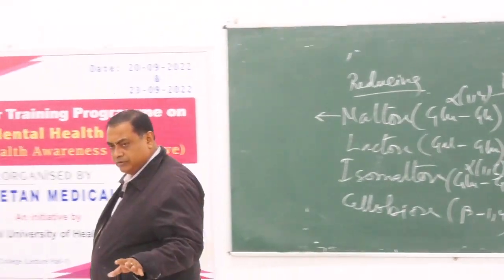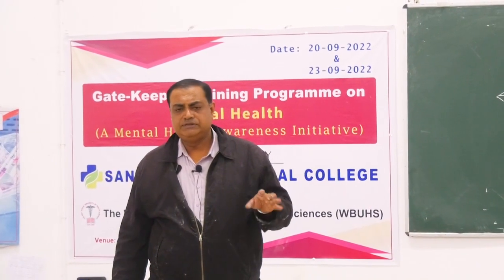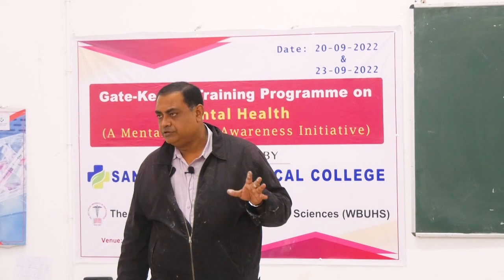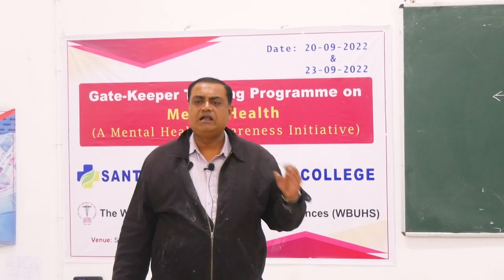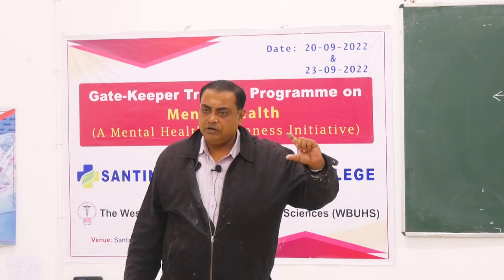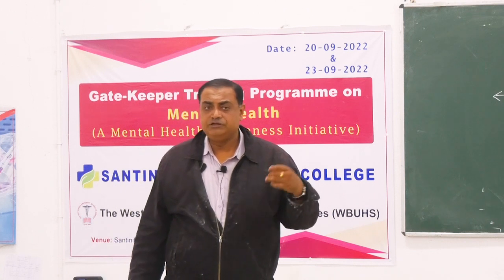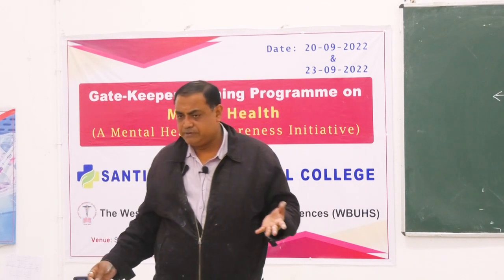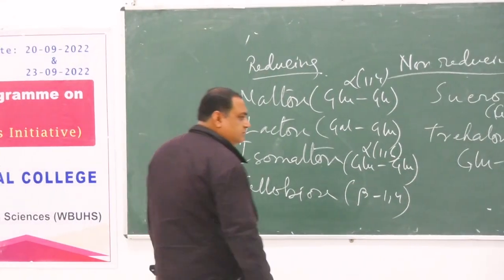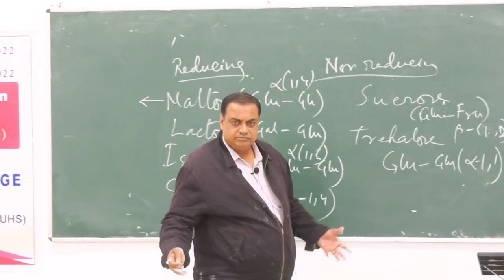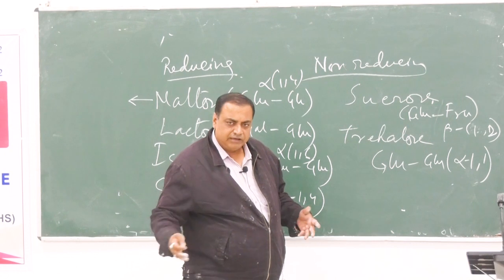Cellobiose, beta 1,4, is a product formed from incomplete digestion of cellulose. We cannot digest cellulose. Cellulose has beta 1,4 glycosidic linkages, and we have alpha amylase, which can cleave only alpha 1,4 glycosidic linkages. Cellulose has all sorts of linkages, everything, in vegetables.